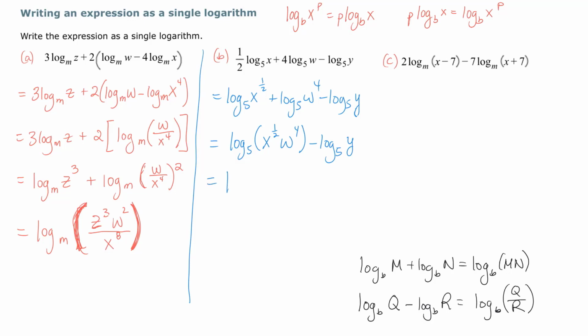One more log property here, log base 5. I'm going to write parentheses, square root of x, w to the 4th power over y. And of course, y is not 0 here. We already knew that, by the way. Y is greater than 0, w is greater than 0, x is greater than 0. So we already know y is not 0. Same thing with the first problem. X is greater than 0, so we know x is not 0 down here.